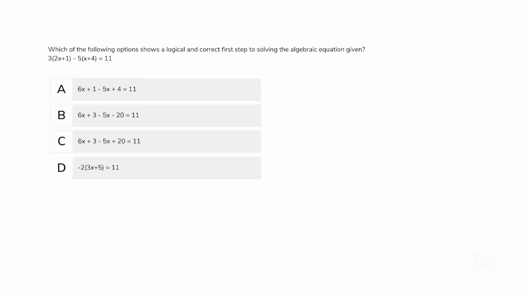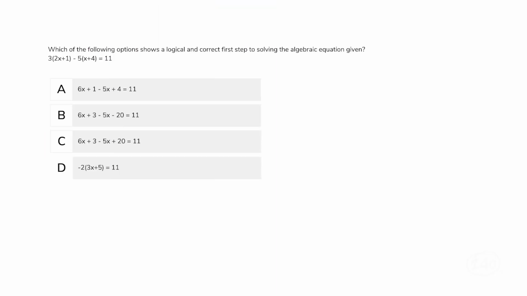Now let's look at an algebra question. Which of the following options shows a logical and correct first step to solving the algebraic equation given? Even though this is algebra, we still need to remember PEMDAS from earlier. So we start with the parentheses. If we distribute the 3 and the negative 5 to their respective parentheses, we'll get this choice. 6x plus 3 minus 5x minus 20 equals 11.